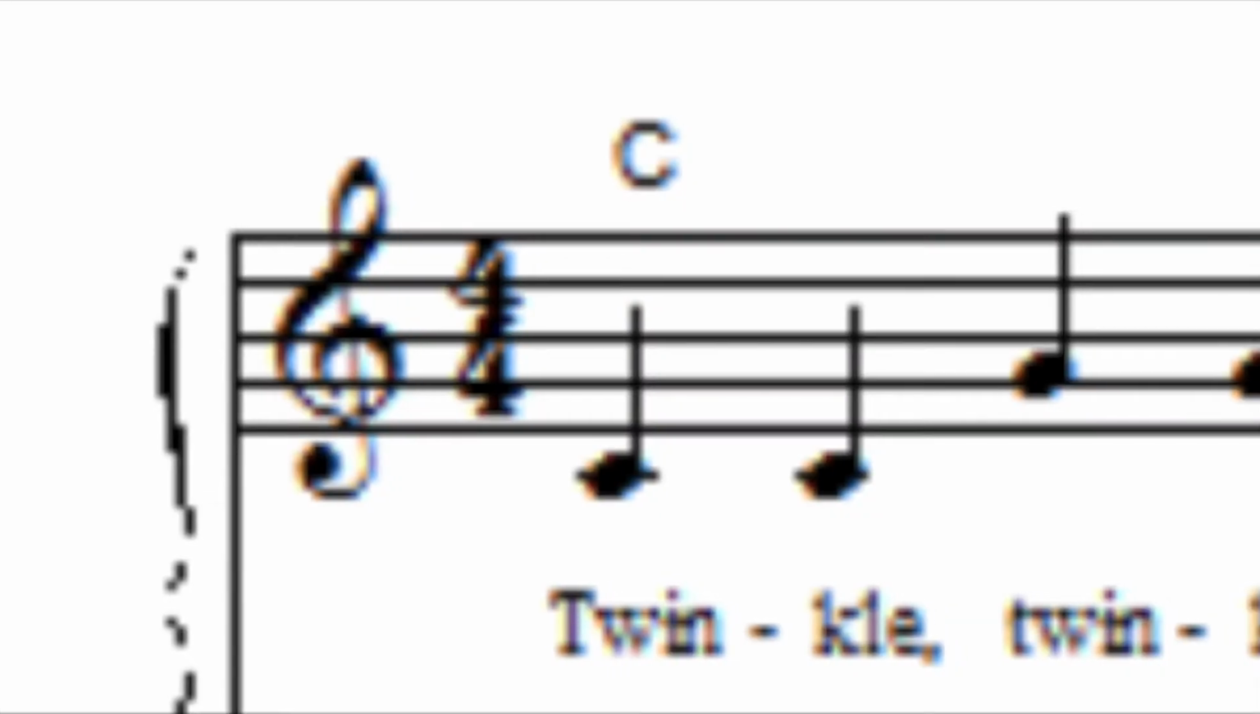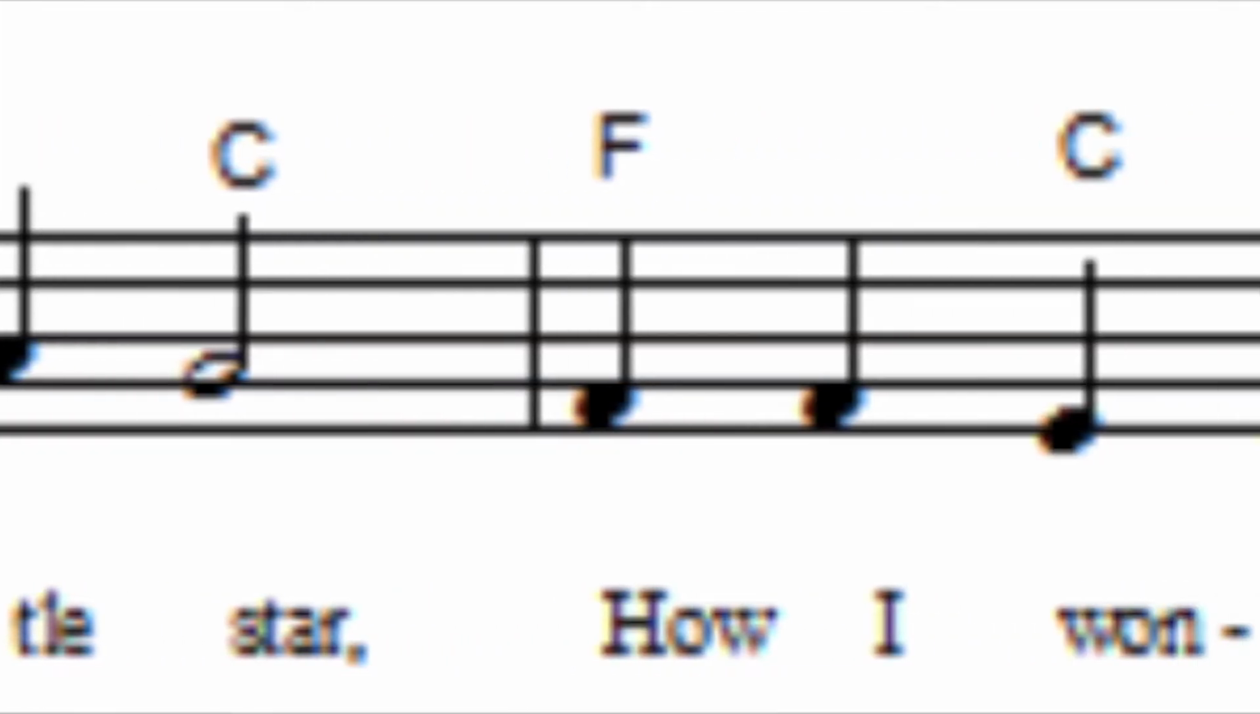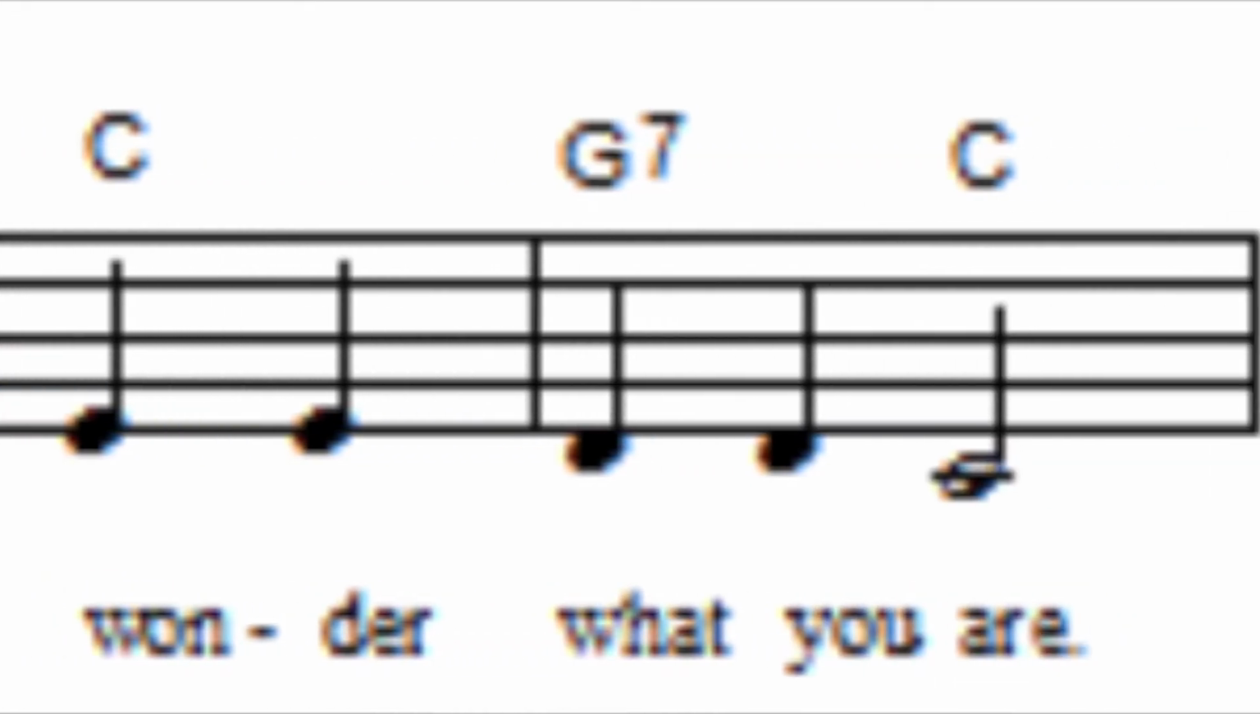Here's an example of a melody that might already be familiar to you. Let's listen. Here's another one.